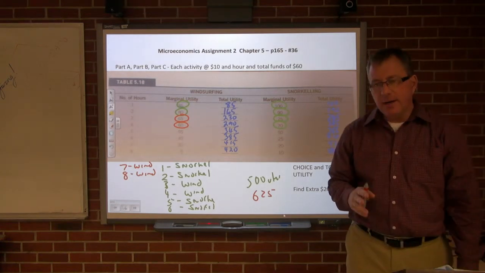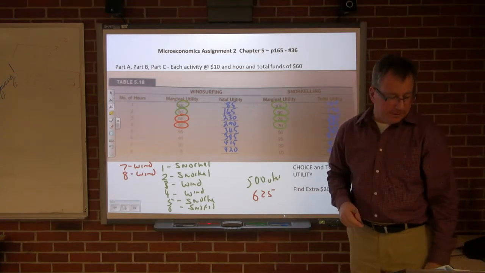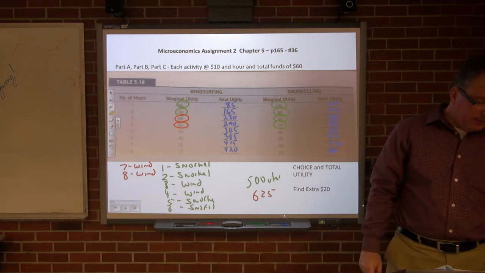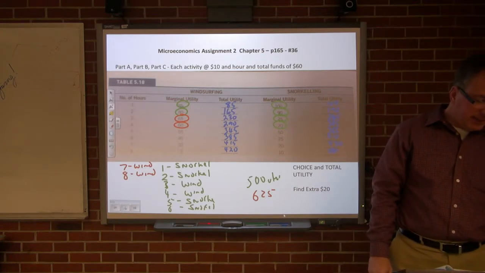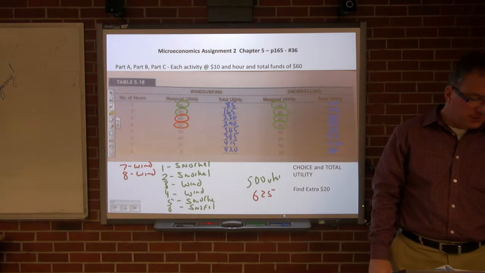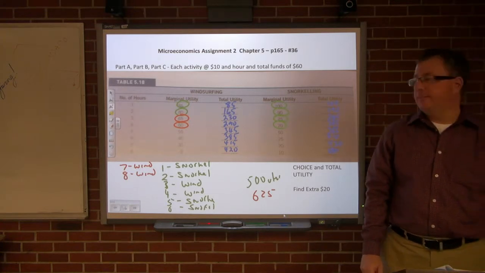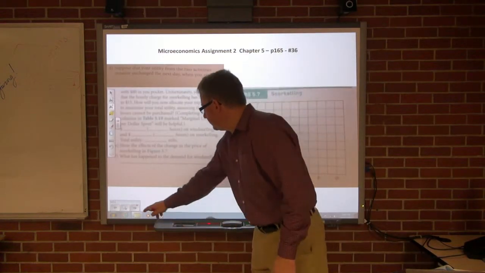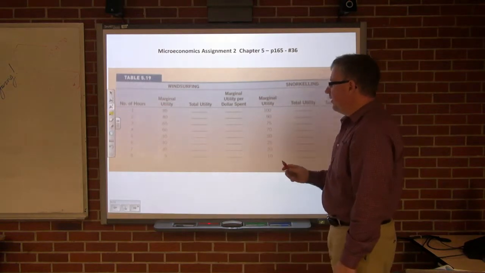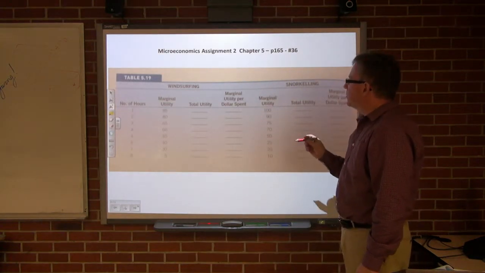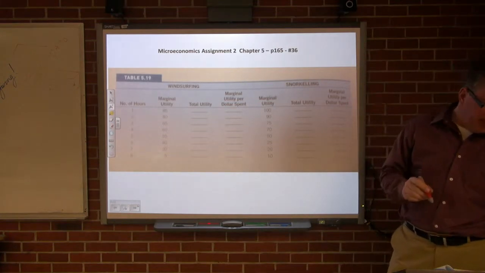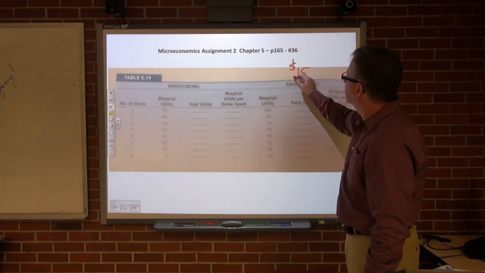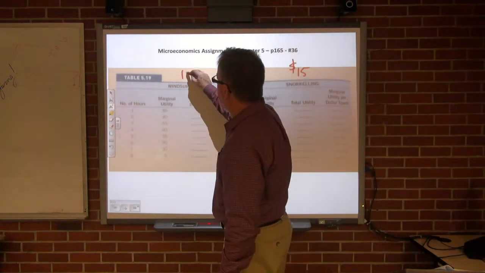Now, here comes the tricky part that a lot of people have some trouble with. The next part of the problem, they say, okay, you go back the next day, and unfortunately you discover that the hourly charge for snorkeling has increased to $15. How would you allocate? So what we have here is a little bit of a different scenario where snorkeling now costs $15, and windsurfing still remains at $10.